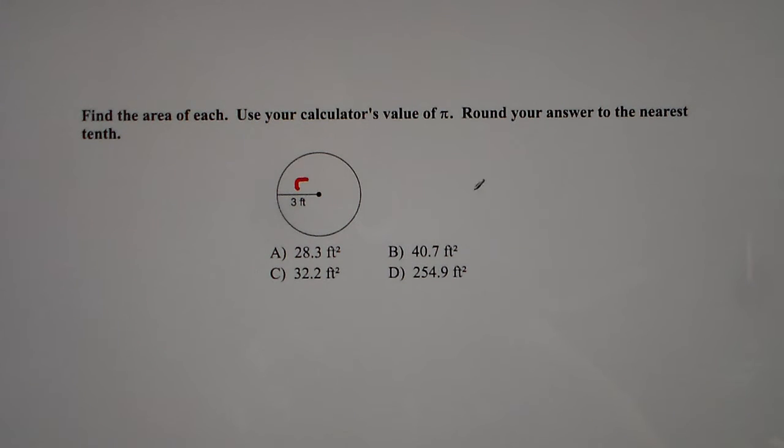Radius is 3 here, so pi times radius squared. So 3 squared is 9, so we have an area of 9 pi, and 9 times pi in the calculator is 28.27. And when we round that, that'll be A, 28.3.